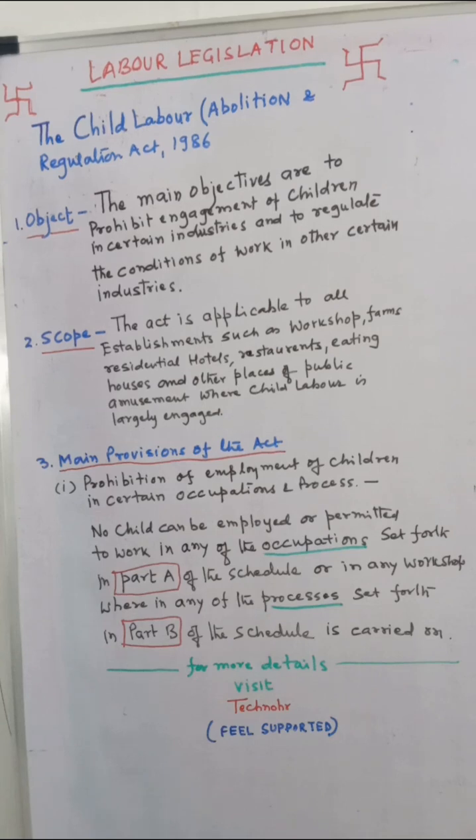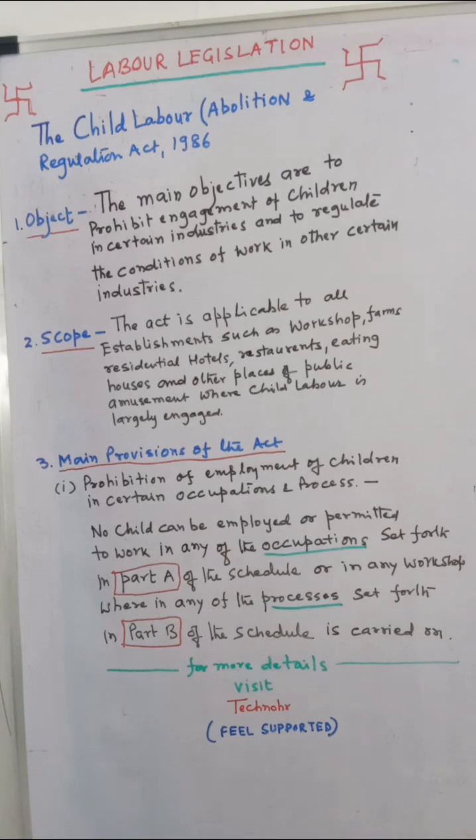Today we are throwing some light on the Child Labour (Prohibition and Regulation) Act, 1986. The object of the Act is to prohibit the engagement of children in certain industries and to regulate the conditions of work in certain other industries.